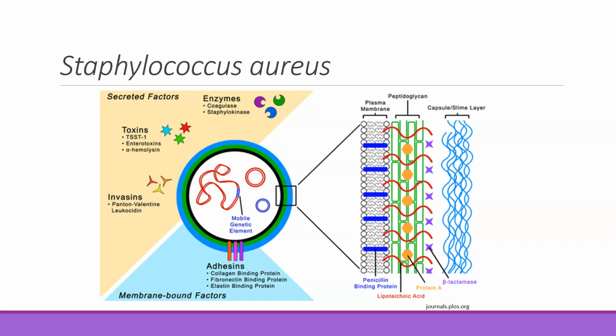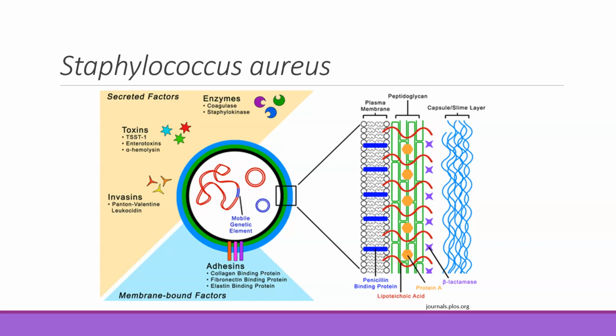It's got toxins: toxic shock syndrome toxin 1, enterotoxin, and alpha hemolysin. It's got invasins such as Panton-Valentine leukocidin. And it also has some membrane-bound factors such as collagen-binding protein, fibronectin-binding protein, and elastin-binding protein.